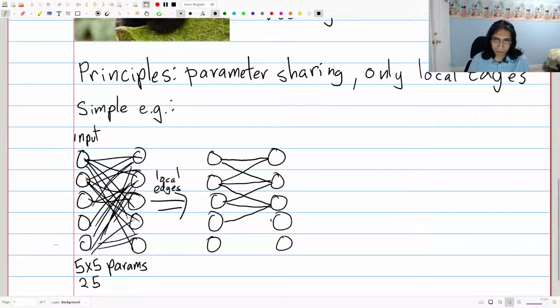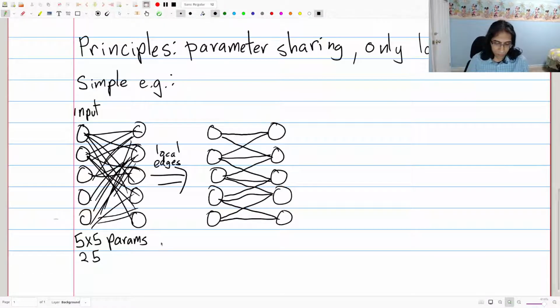Again, the principle that I'm trying to get across here is that when we're making decisions, we only need to look at the parts of the input which are close to each other. See this neuron over here, it only looks at the bottom 2 pixels. It doesn't need to look at the one which is very far away. So by only having local edges, we already reduced the number of parameters, and if you count them, we only have 13 params.